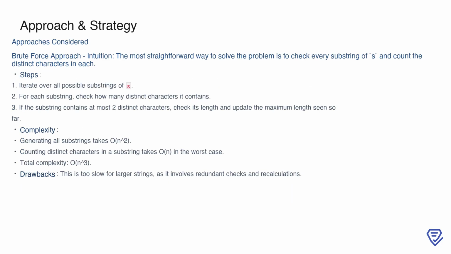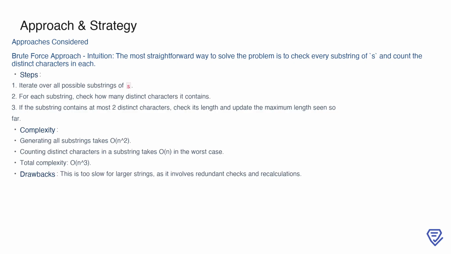To solve the problem of finding the longest substring with at most two distinct characters, one approach we can consider is the brute force method. This approach is very straightforward in its intuition. We check every possible substring of the string S to see if it satisfies the condition of having at most two distinct characters. For each substring that meets the requirement, we calculate its length and keep track of the maximum length encountered. While the steps are simple, it involves iterating over all possible substrings, counting distinct characters in each, and updating the maximum length. This method comes with significant drawbacks.